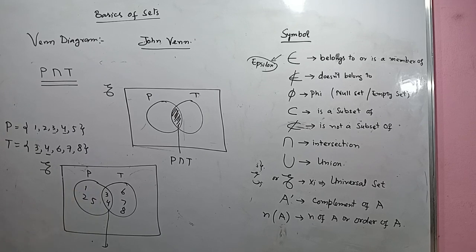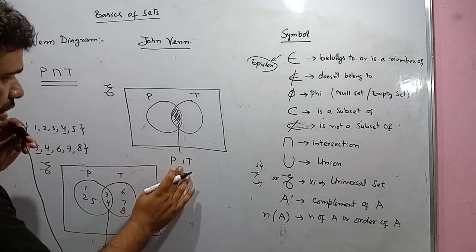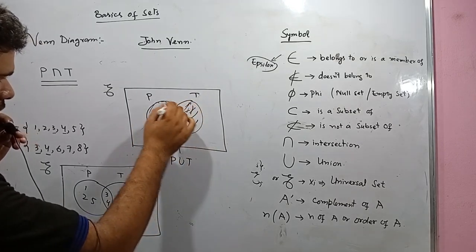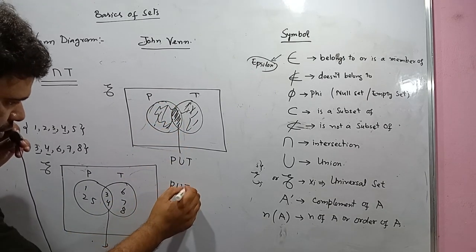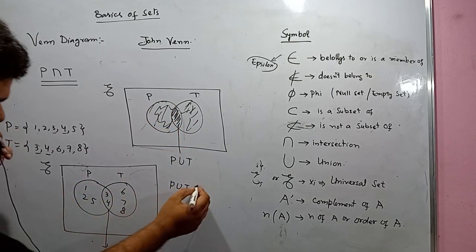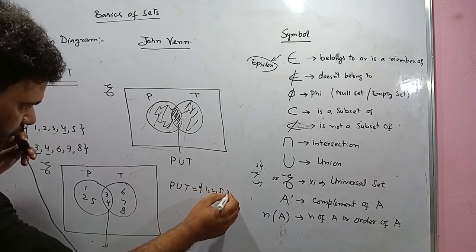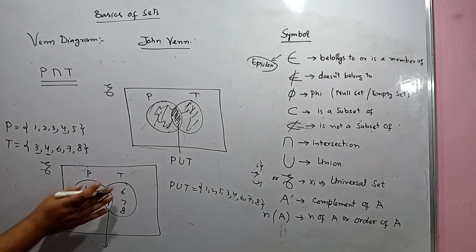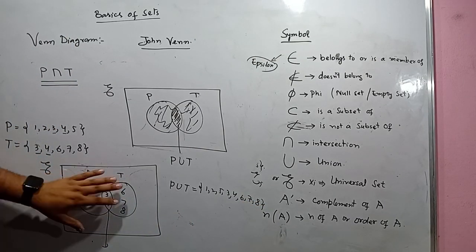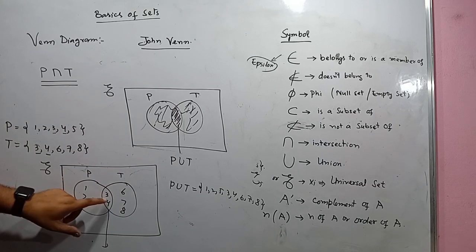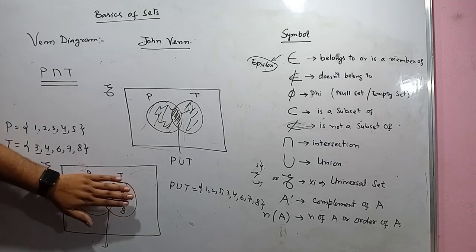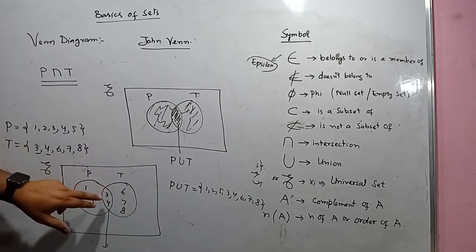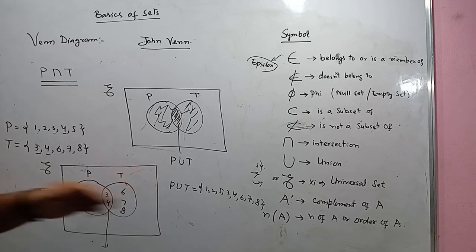Now here you can see what is the union. This was intersection. Now see, P union T is the whole portion. P union T, all elements, that's 1, 2, 5, 3, 4, 6, 7, 8. This is the union part. All the elements that are written in the circles, including the intersection part, are all P union T. P union T is 1, 2, 5, 3, 4, 6, 7, 8.